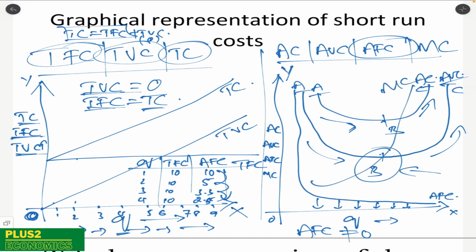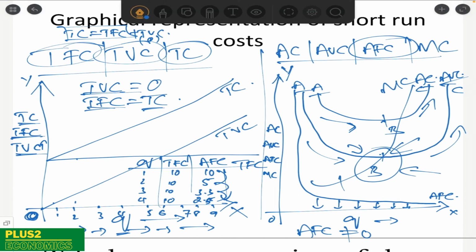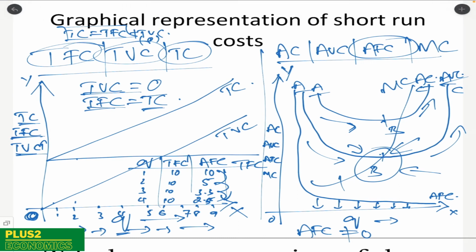Now we are left with the MC curve. MC curve is like this. It resembles a hockey stick. Again, it has two parts, one is the decreasing part, the other is the increasing part. You have to observe something here. If you see this point, MC is cutting AVC at its minimum. You must always remember this: MC cuts AVC at its minimum. These are some of the important things you have to remember, and when you draw the graph, if you follow these things it becomes very easy.